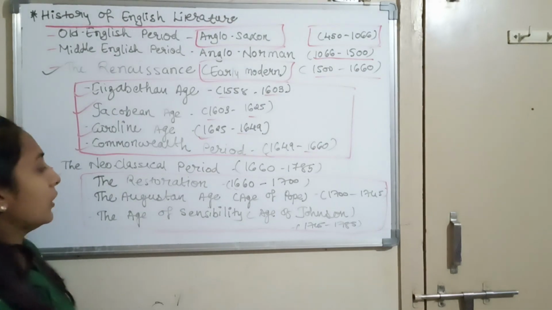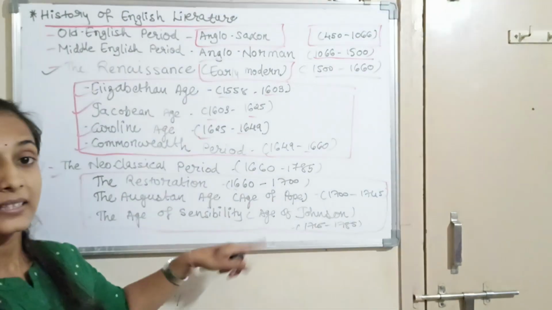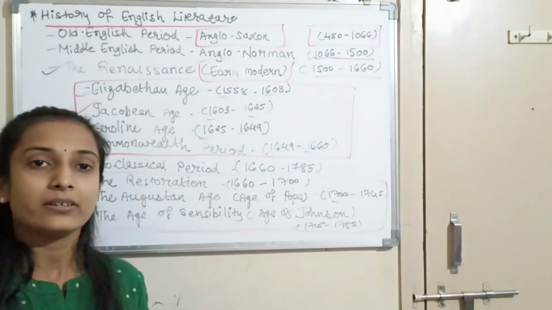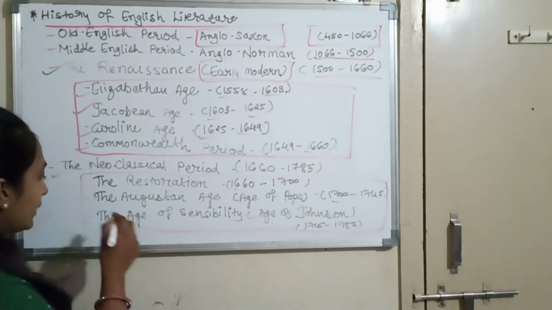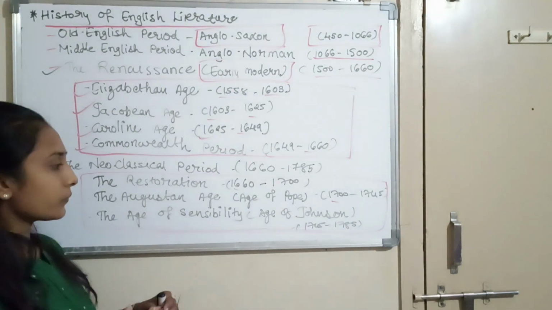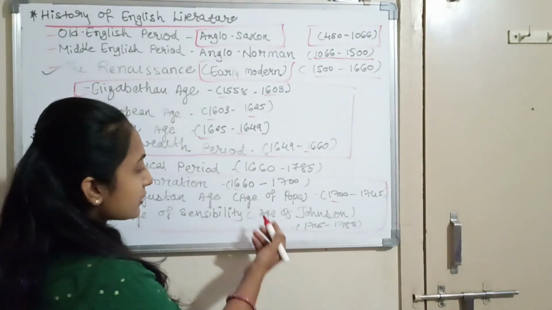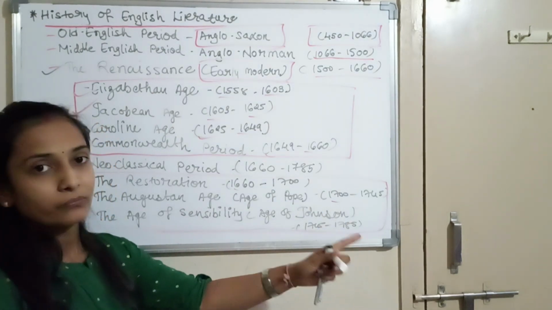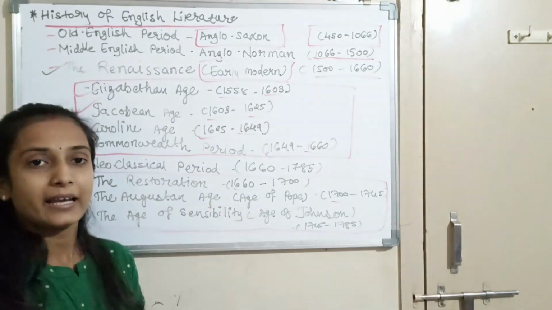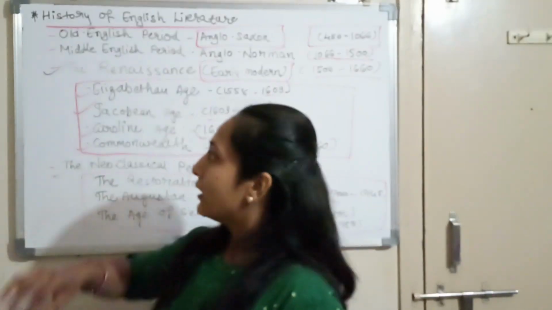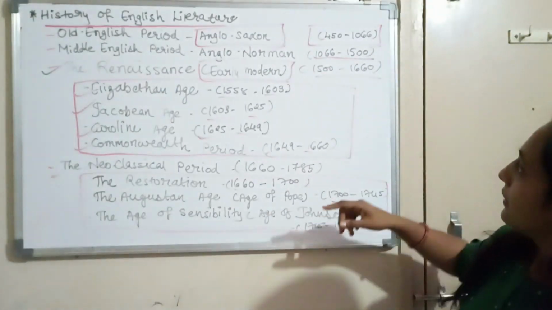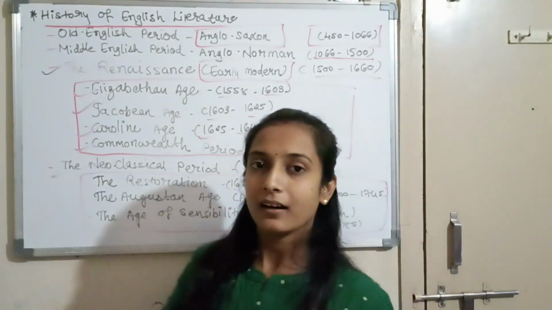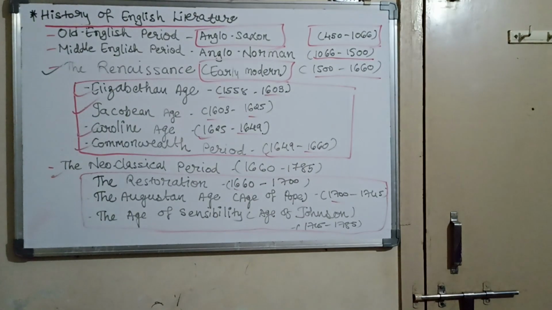Then we have the Augustan Age, which is also known as the Age of Pope, that began from 1700 and ended in 1745. And then we have the Age of Sensibility, which is also known as the Age of Johnson, that began from 1745 and ended in 1785. So these are the ages that we have in English literature. Now let's move to another form.